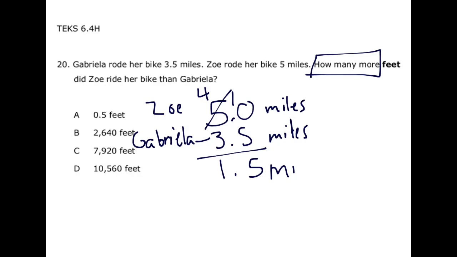1 5/10 miles. But I'm looking for how many more feet, and this is miles, so I'm trying to figure out how many feet 1 5/10 miles is. So there's a couple ways I can do that. One way is to know that when I look at my conversion chart, my formula chart, 5,280 feet equals 1 mile.